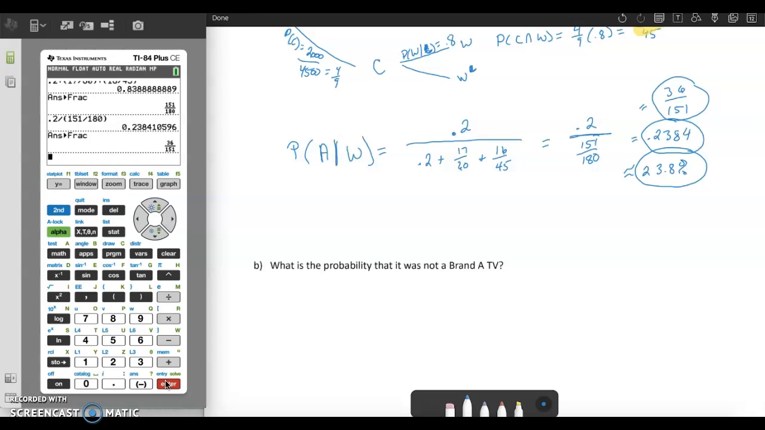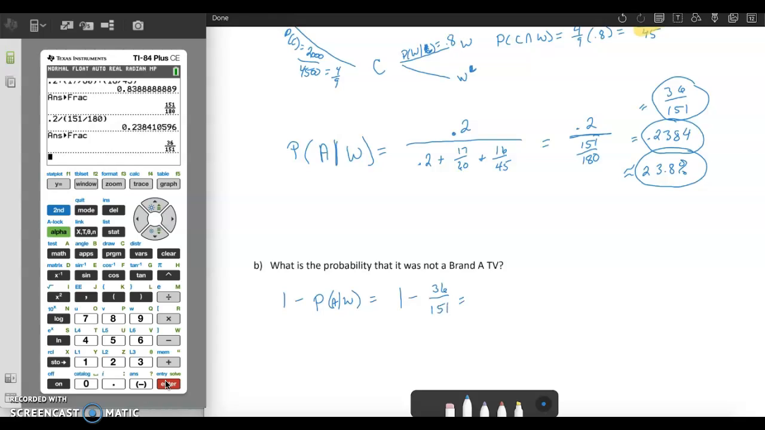What is the probability that it was not a brand A TV? Okay, don't work hard on this one because we know how to use complements. We just found the probability that it was a brand A TV, given that it was working. So all we need to do is 1 minus the probability that we already found, to find the probability that it was one of the other two. The easiest way to do this is probably to use the fraction to be the most accurate.